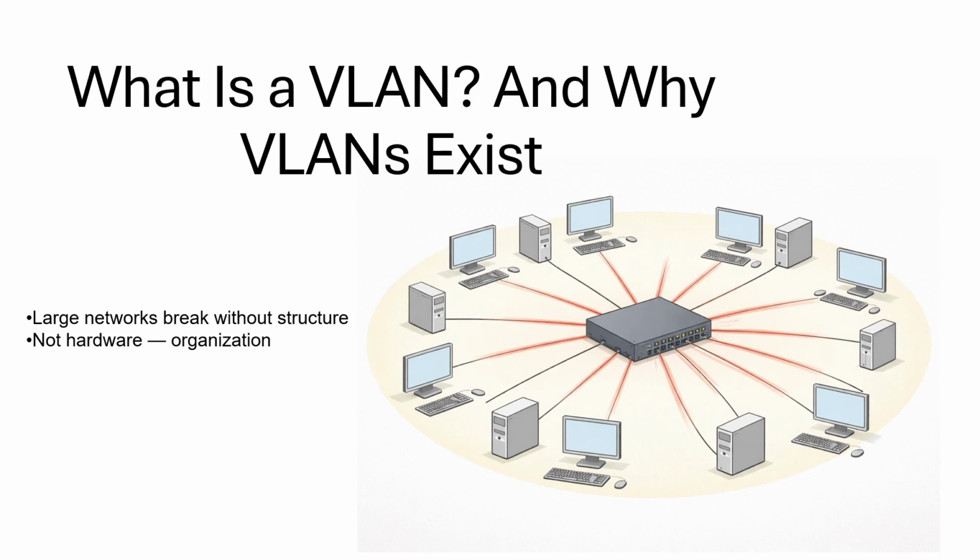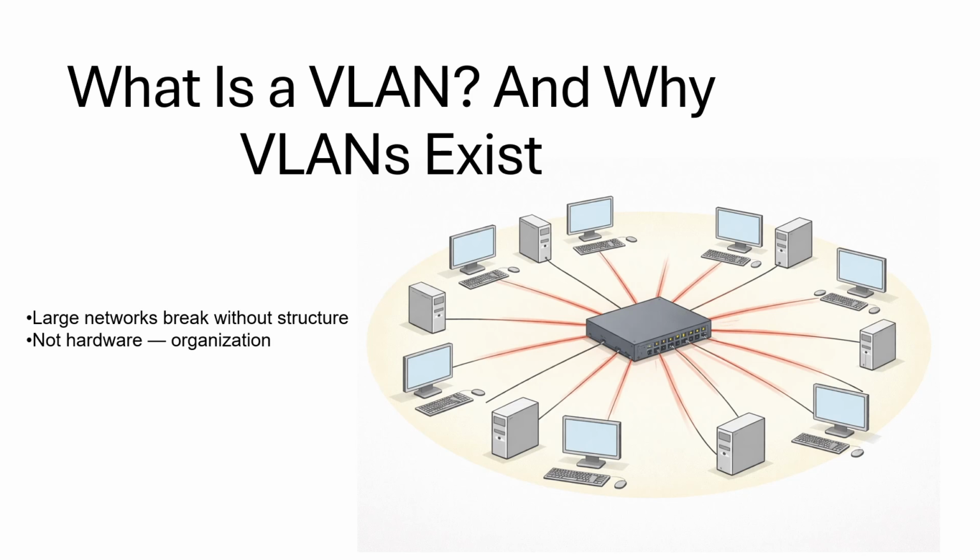Before VLANs existed, networks were simple. You plug devices into switches, the switches forwarded traffic, and most of the time everything worked. And that's important to say out loud. Nothing looked broken at first. As long as the network was small. A few PCs, a few printers, maybe a server or two, you didn't feel any problems.